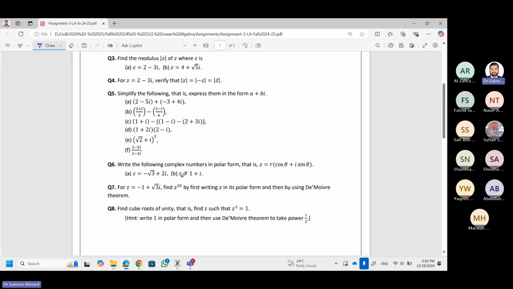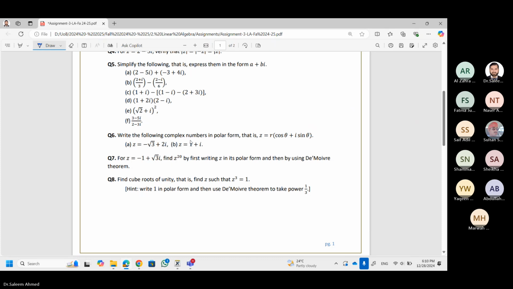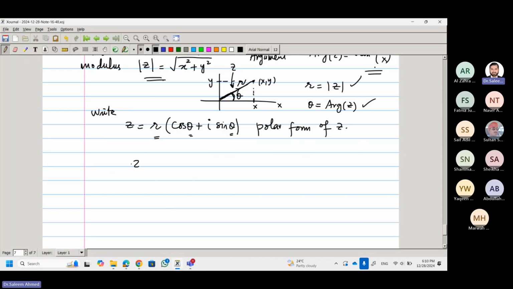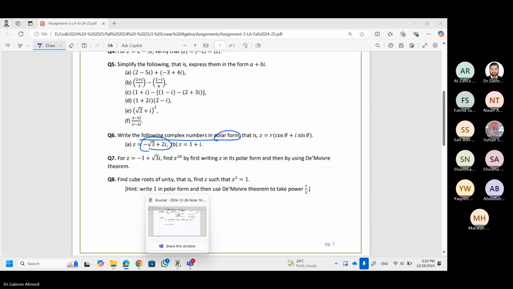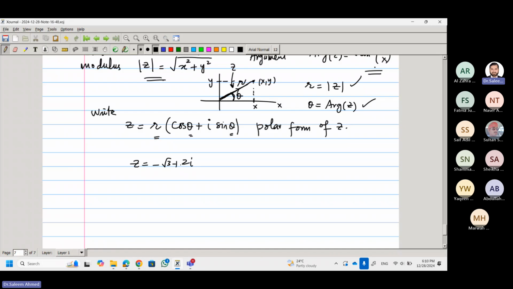So if you look at this one: write the following complex number in polar form. Let's say z is minus square root of 3 plus 2 iota. They said write it in polar form, so first I need r. R is the mod of z. Mod is the square root of x square plus y square. So x square is 3 and y square is 4. So 3 plus 4 is 7. This is root 7.